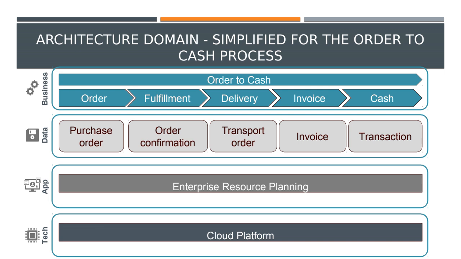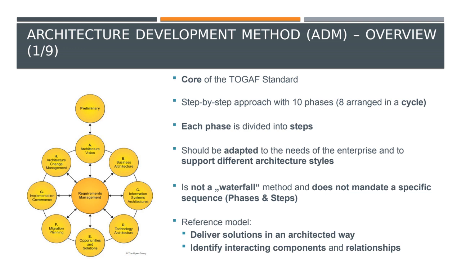So here they are, abbreviation for them to make it easy for you to study them. We have the architecture development method. This is inside the TOGAF now. This is the core of the TOGAF standard. It's a step-by-step approach with 10 phases. These are the 10 phases here.